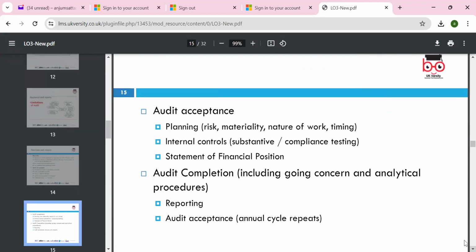So we can look at audit acceptance, planning, risk, materiality, nature and timing, inherent and control risk, substantive and compliance testing, and the statement of financial position. Compliance can be like thinking about when we are recruiting new employees: do we have a reference? Do we have the NI record? Have we tested the right to work? Those sorts of things are compliance. Audit completion includes going concern, analytical procedures, reporting, and then the annual cycle repeats.